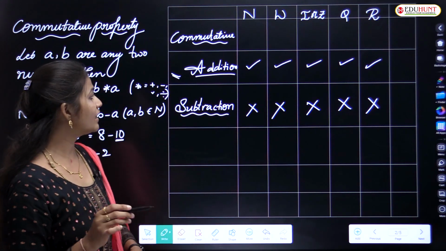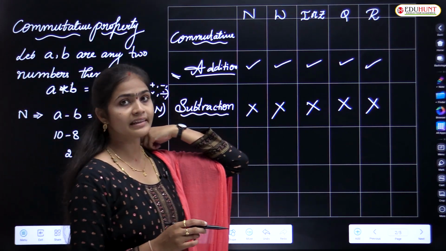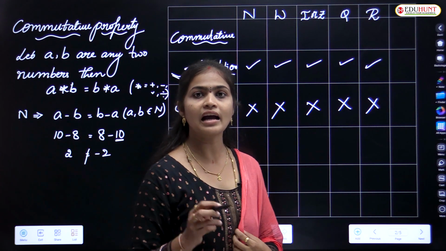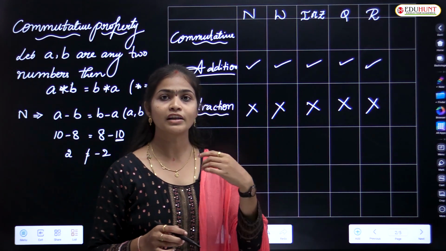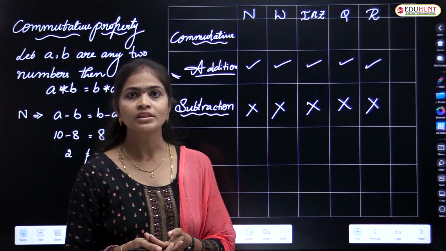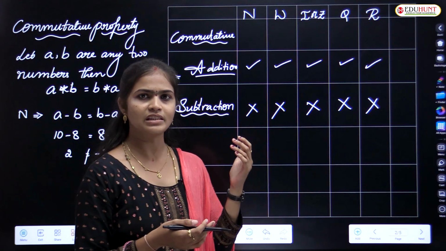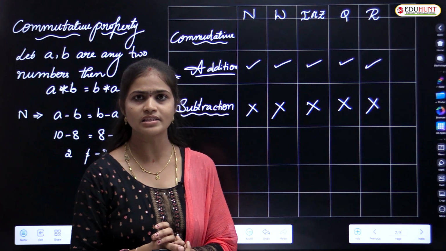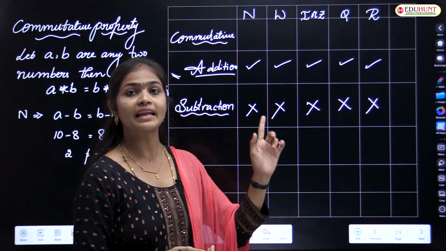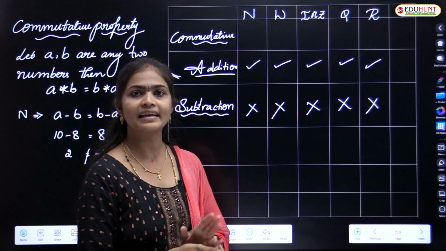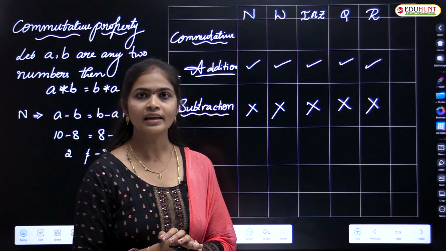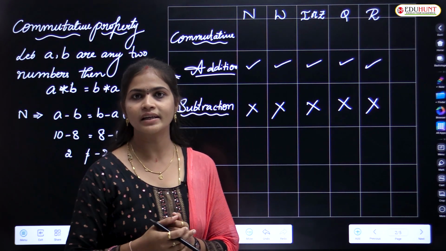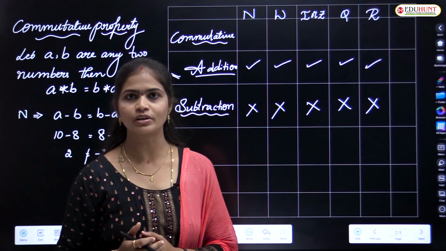If you have any doubt, then you can check by taking any two values. After you complete this video, just forget about this table, take any two values, try for each and every type of number, and check whether it is correct or not. If you have any doubt, you can comment in the comment section. I will clarify your doubts.